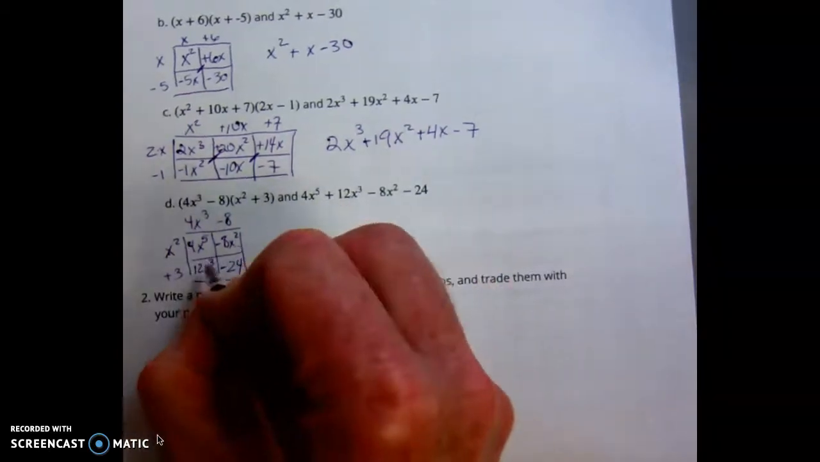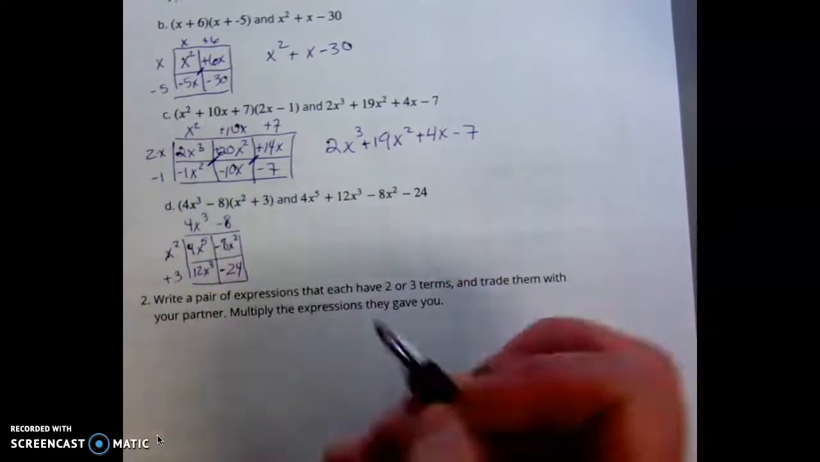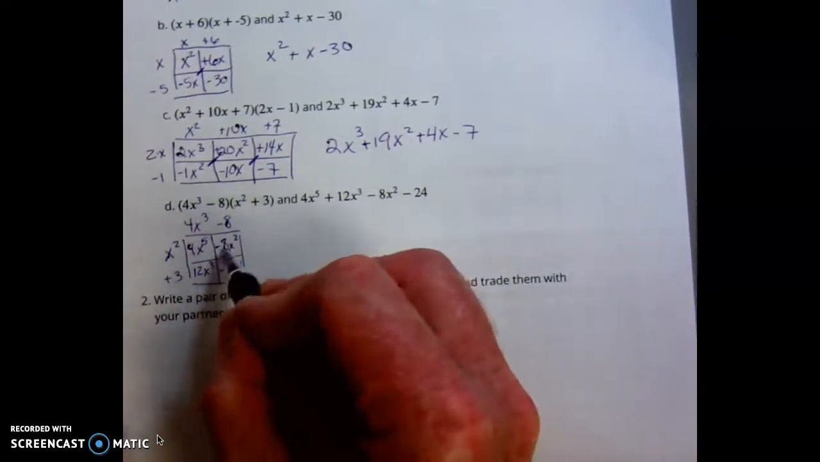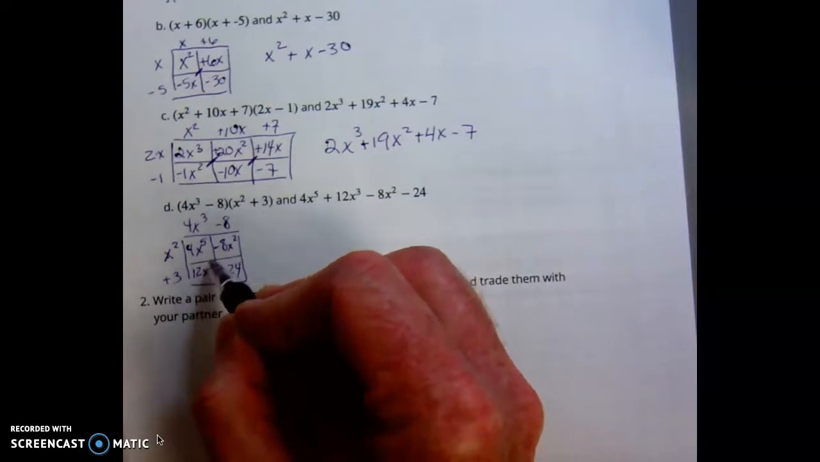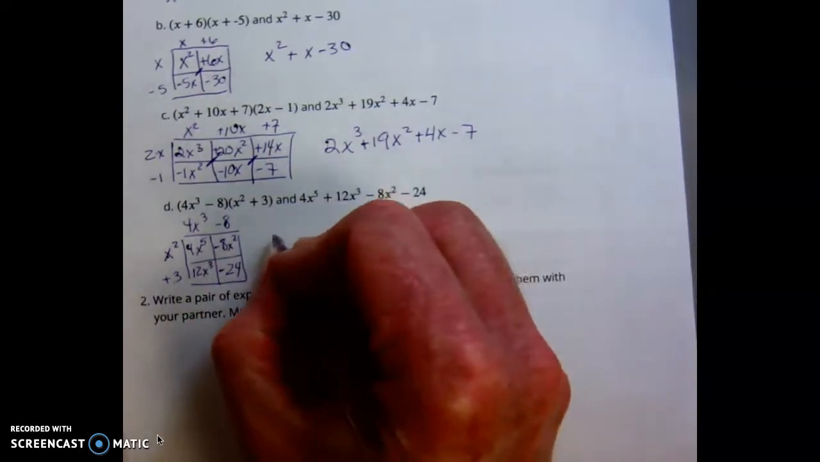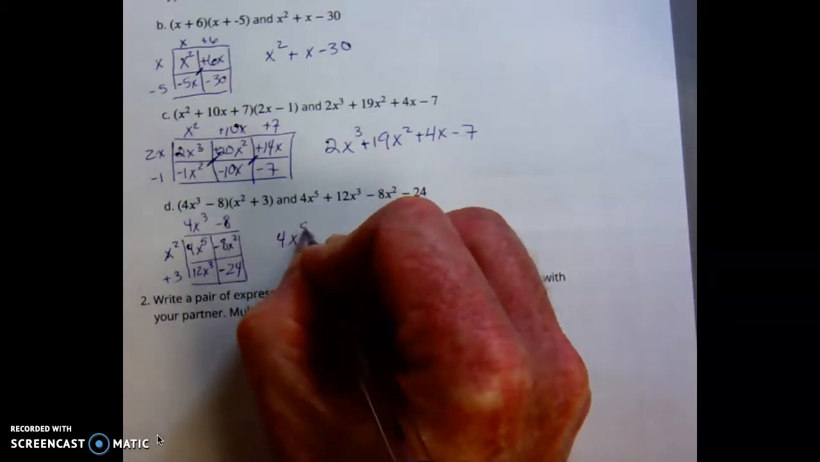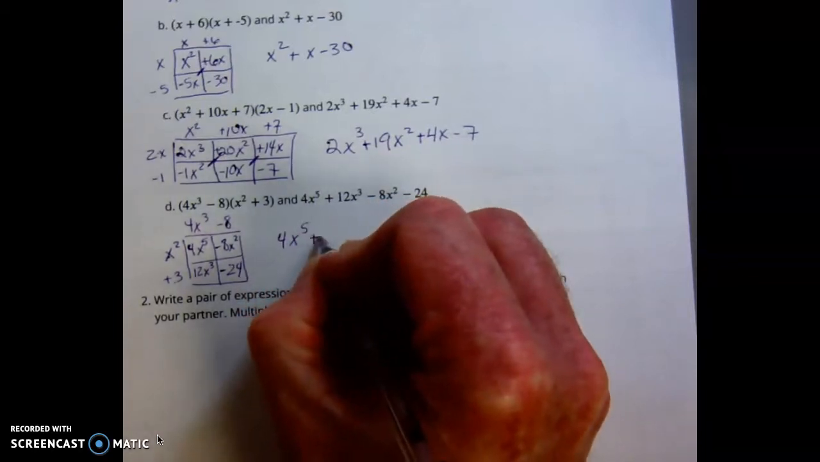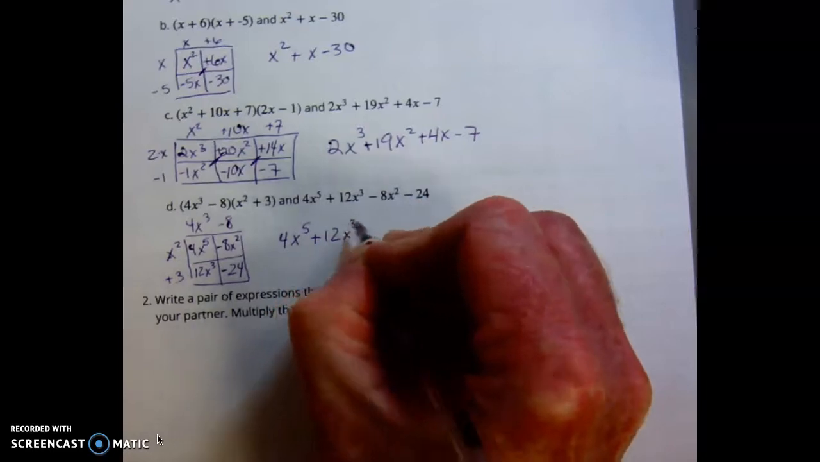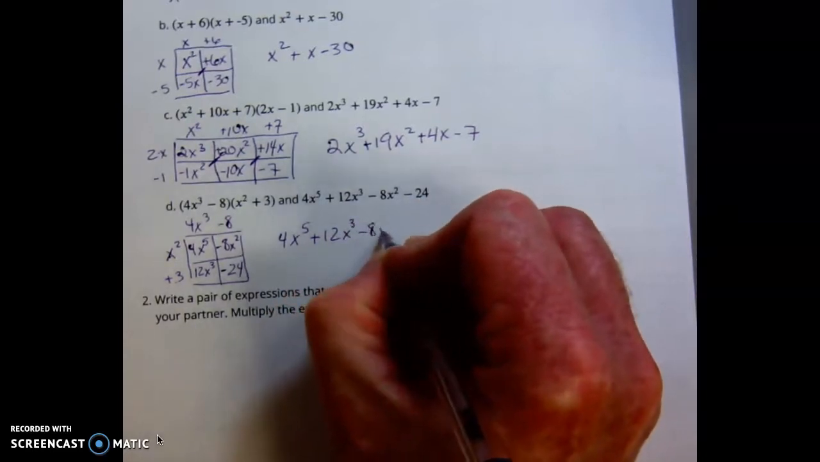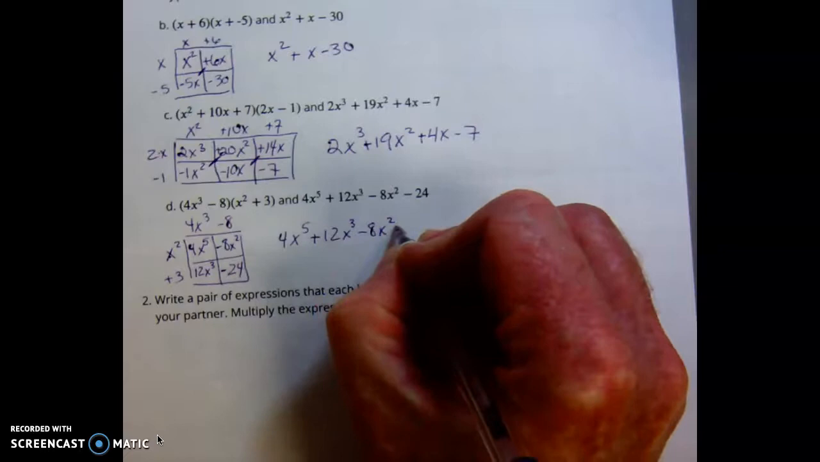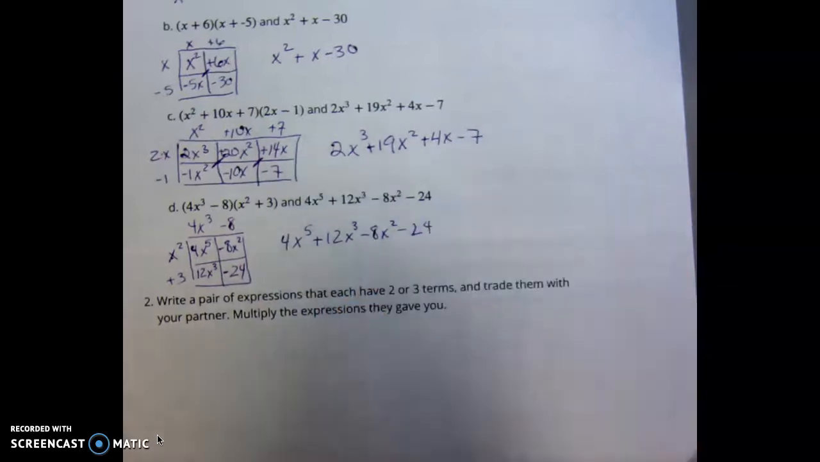Now, we're going to combine our like terms inside the box. In this case, our diagonals aren't the same terms. So we're just going to write them all down in ascending order. So we've got 4x to the 5th plus 12x cubed minus 8x squared minus 24.